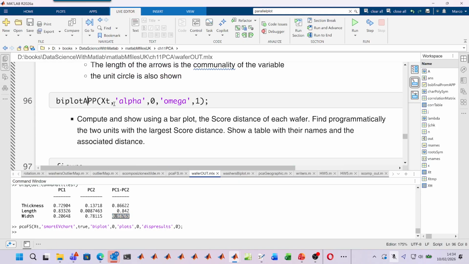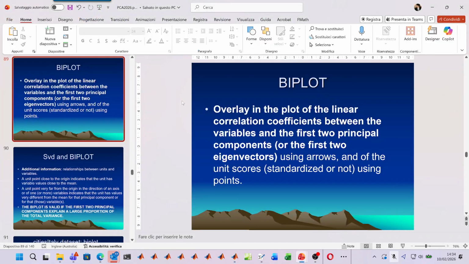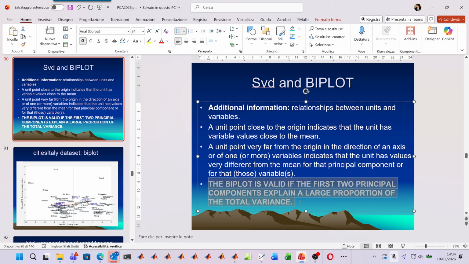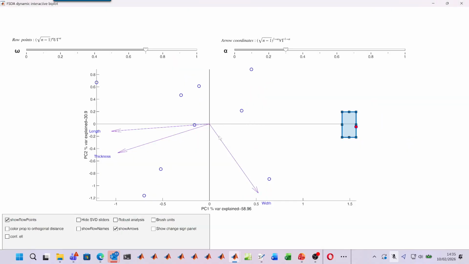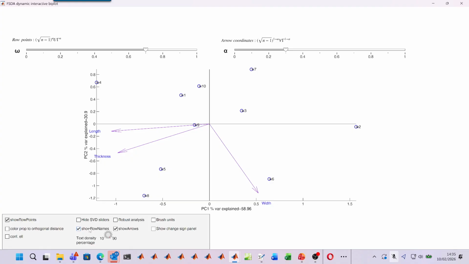Now the Biplot with alpha and omega, and we have to discuss it, and the different representations of the Biplot. Of course, keep in mind that the Biplot is valid just if the two principal components explain a proportion of variability which is quite large. Otherwise, there is a certain variability that is unexplained, that is important. Finally, a unit point very close to the origin means wafers that have values very close to the mean, to the centroid.